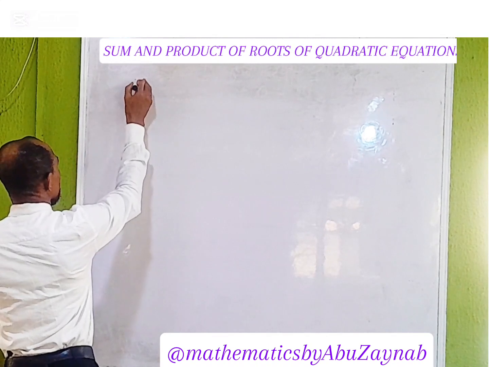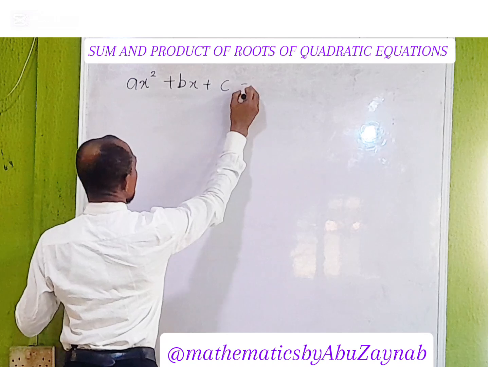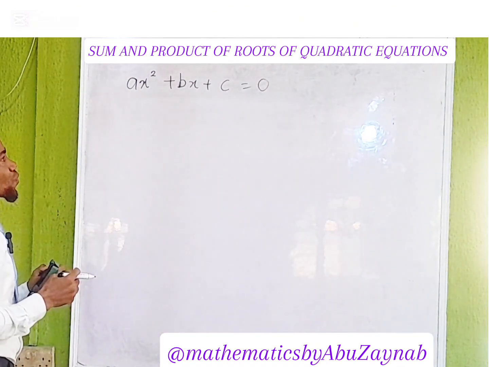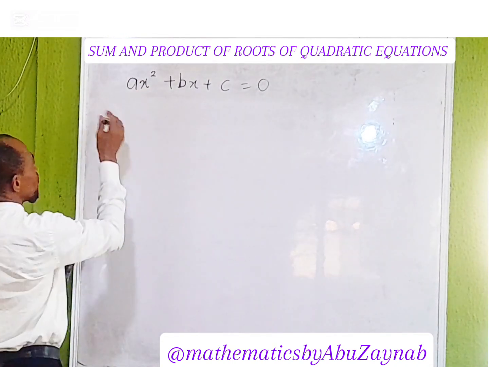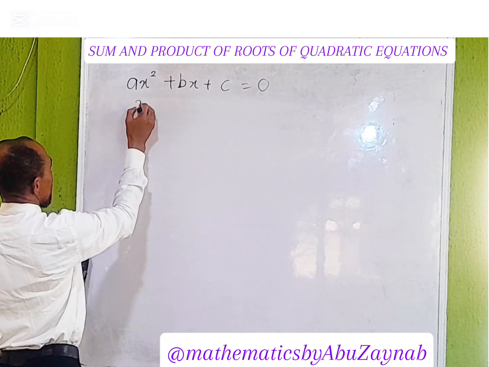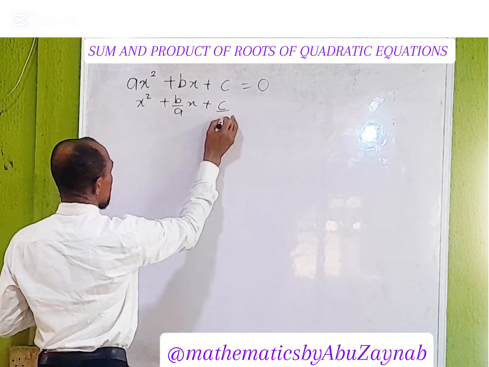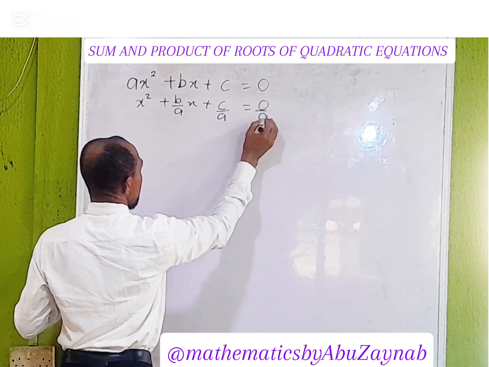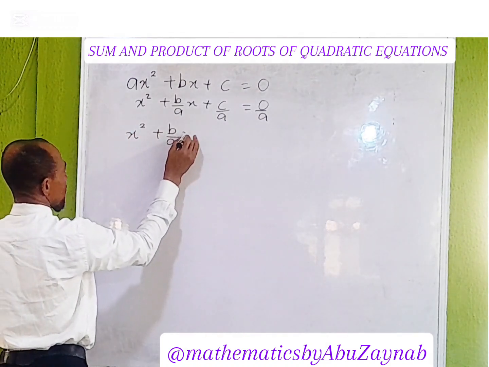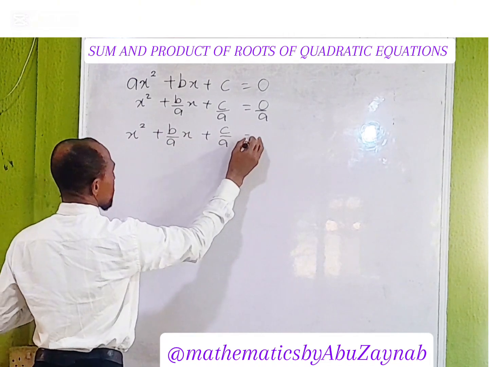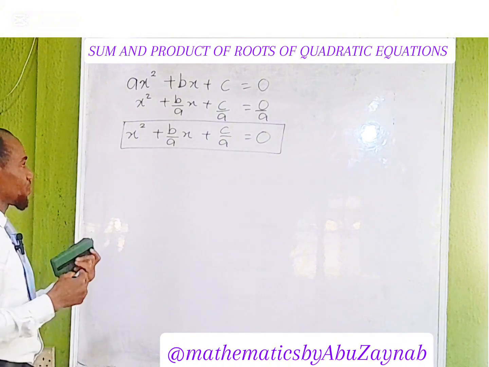Recall that a quadratic equation is usually of the form ax squared plus bx plus c equals 0. And if you want to have a coefficient of 1 there for the x squared, we divide through by a. Hence, we have x squared plus b over a x plus c over a equals 0 over a, which of course reduces to x squared plus b over a x plus c over a equals 0. Let's take note of this derivation now.